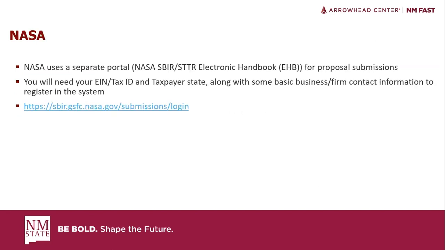NASA also uses a separate portal for proposal submissions. Their portal is called the NASA SBIR STTR Electronic Handbook, or EHB. You will need your EIN, tax ID, and taxpayer state, along with some basic business or firm contact information to register in the system. This includes your UEI. If you need any additional information, please click on the link below.